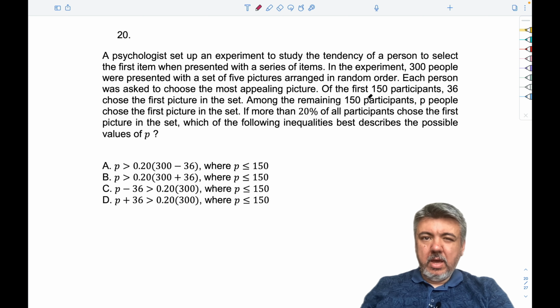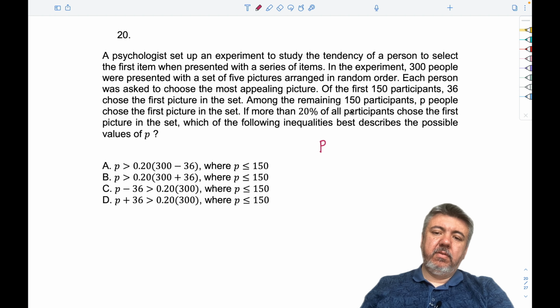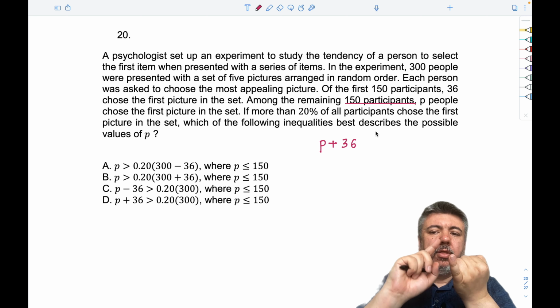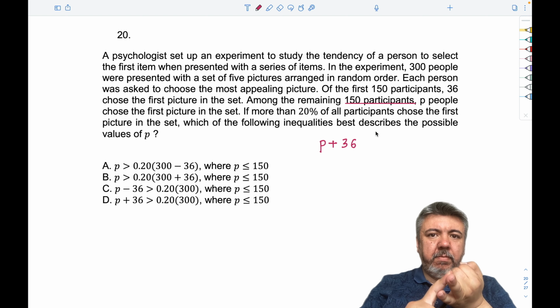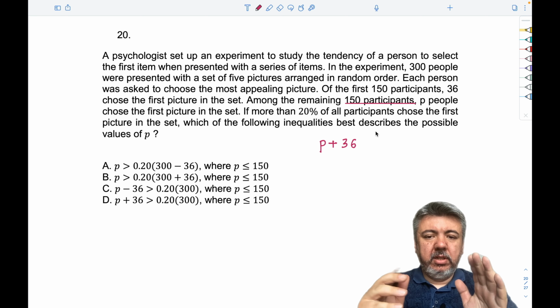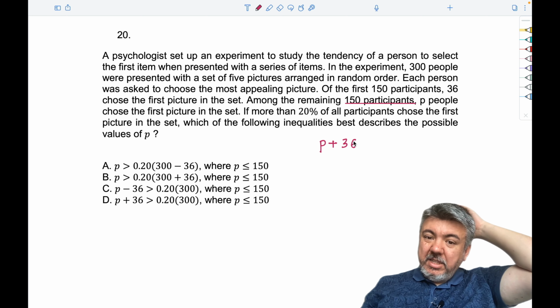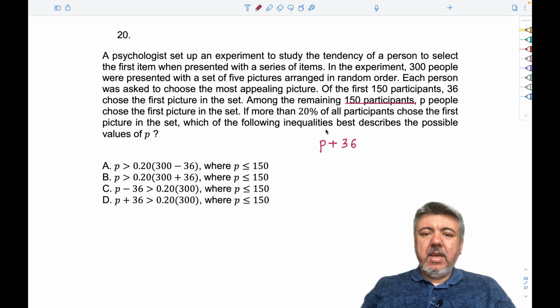So, it looks complicated, yeah, but actually it's not very challenging. So P people chose the first picture from the second 150 participants. And 36 chose it before. So, in the first 150 participants, 36. In the second 150 participants, P. Total, P plus 36 people chose the first item.